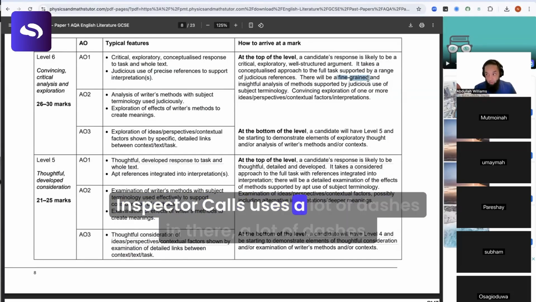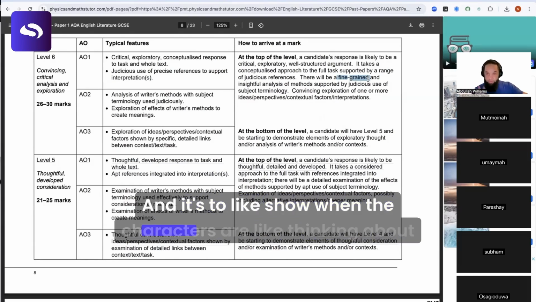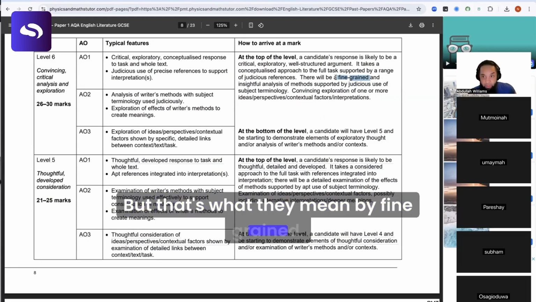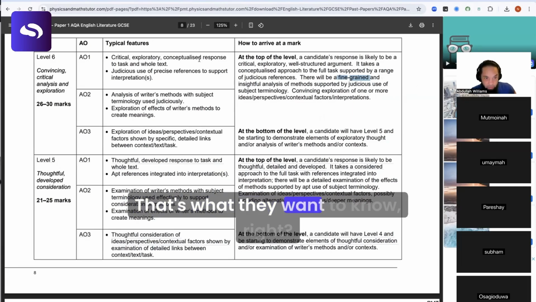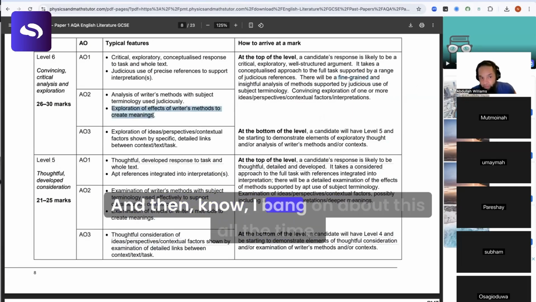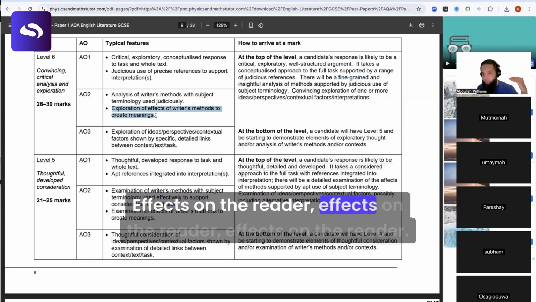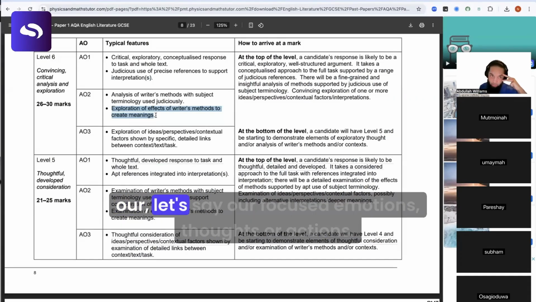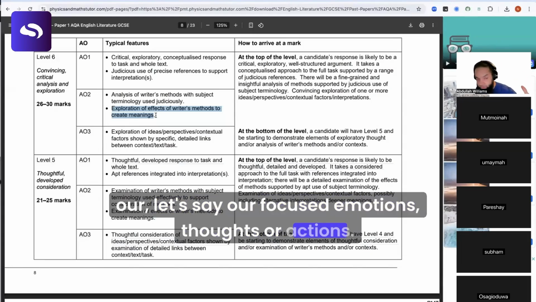In An Inspector Calls, he uses a lot of dashes, and it's to show when the characters are thinking about different things. It's a bit hard to explain, but that's what they mean by fine-grained. Tell us something specific. That's what they want to know, right? And then, I bang on about this all the time: effects on the reader, effects on the reader, effects on the reader. How does it make us change our focus, our emotions, thoughts, or actions, yeah?